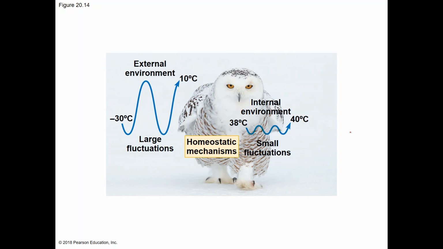But it uses energy from its food to generate body heat, and it has this thick insulation of feathers and down that extends all the way. You can see even its feet are feathered and its beak. Those are mechanisms to help it maintain that internal environment of, again, about 40 degrees Celsius, which is about 104 degrees Fahrenheit.